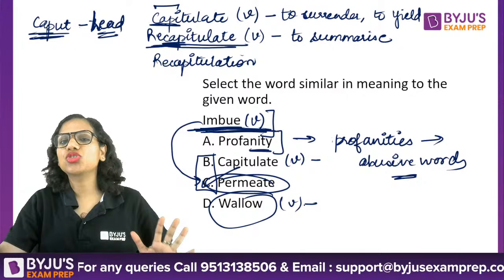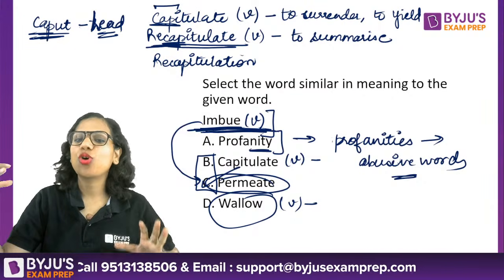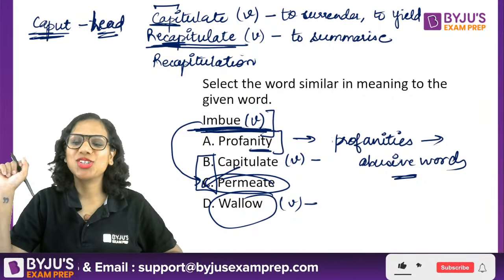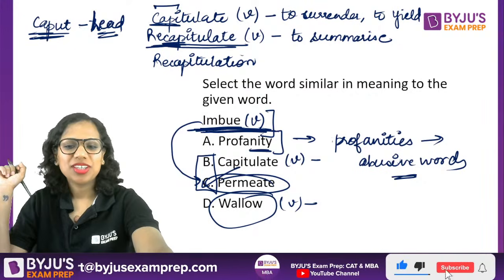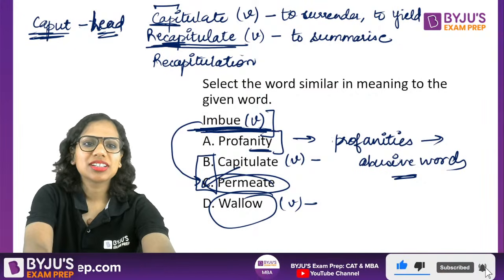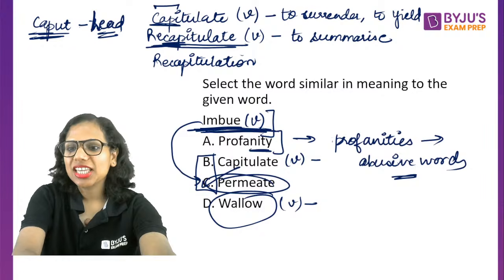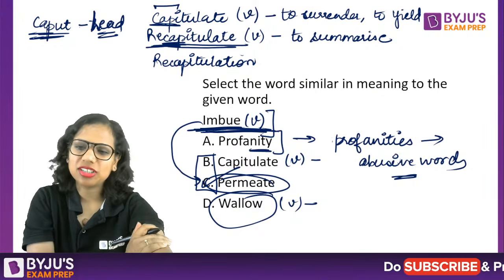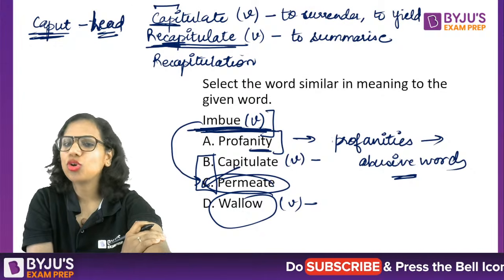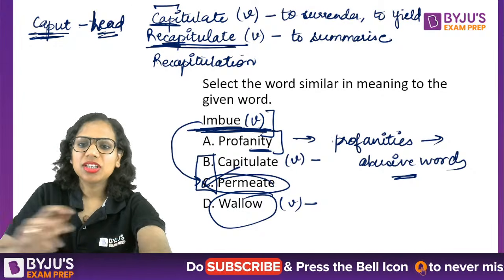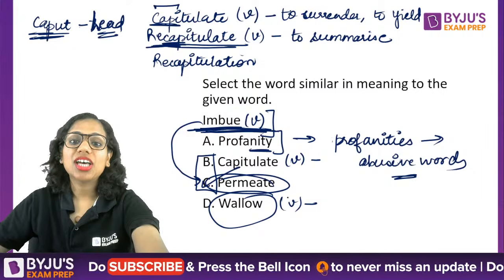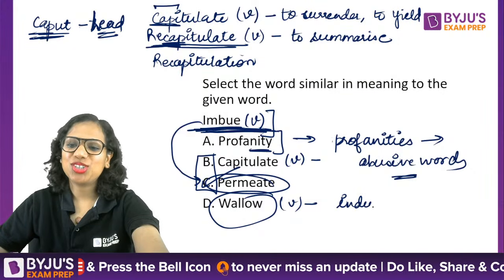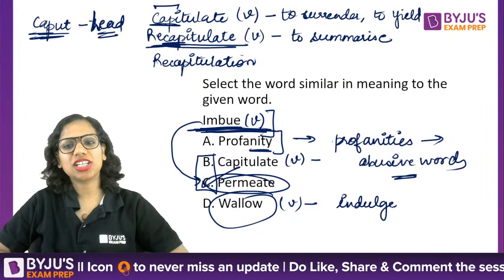I wallowed in the luxury of the hotel. After a long time, I wallowed in the luxury of that hotel. So wallow is to simply capitulate, to accept that you surrender, you accept that you've lost. You no longer object to things. So I indulged in the luxury of the hotel.